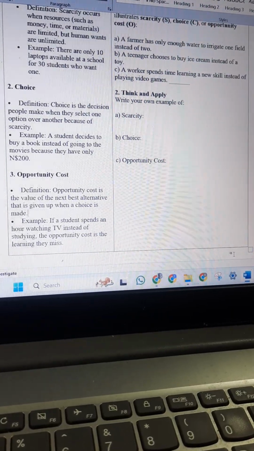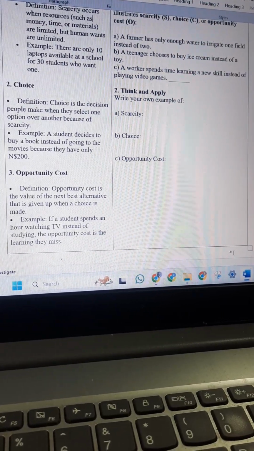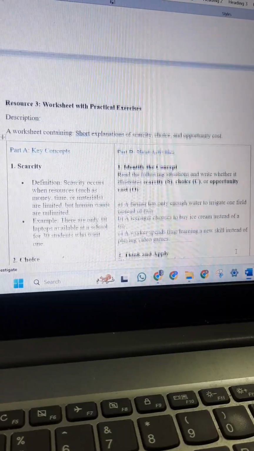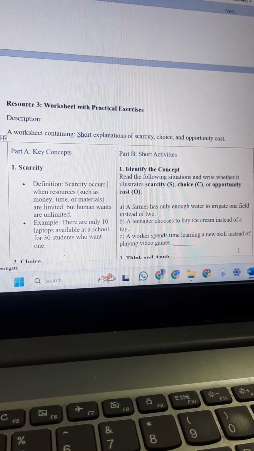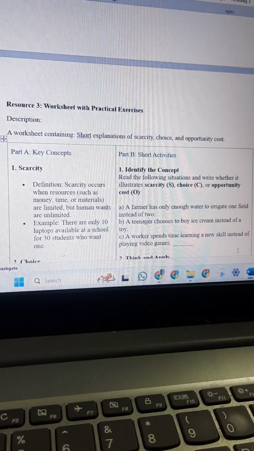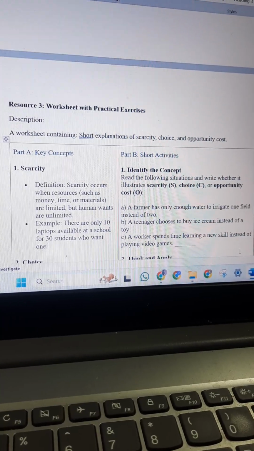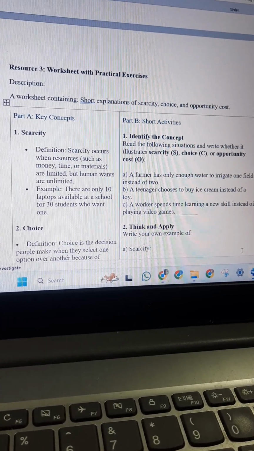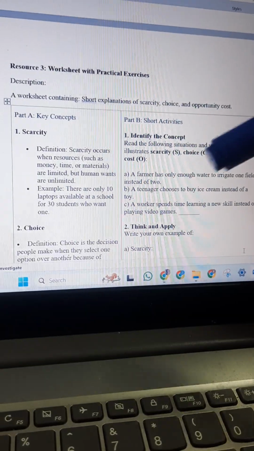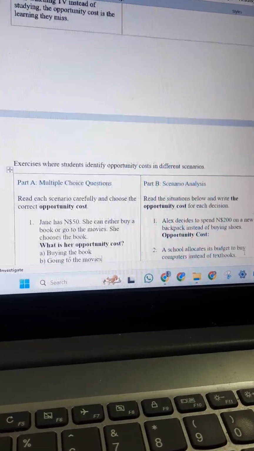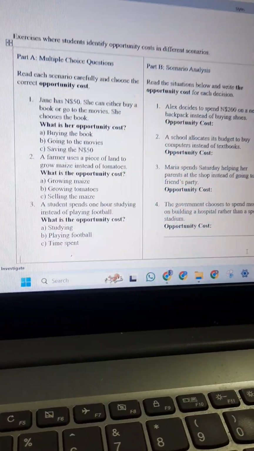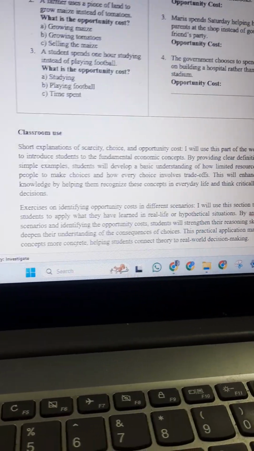So we move on now to the practical examples. Here, we have to identify the concept, whereby the learners need to tell us whether the following definitions are representing scarcity. They need to indicate which one is scarcity, choice, and opportunity cost. And this is how we are going to use these scenarios in the classroom.